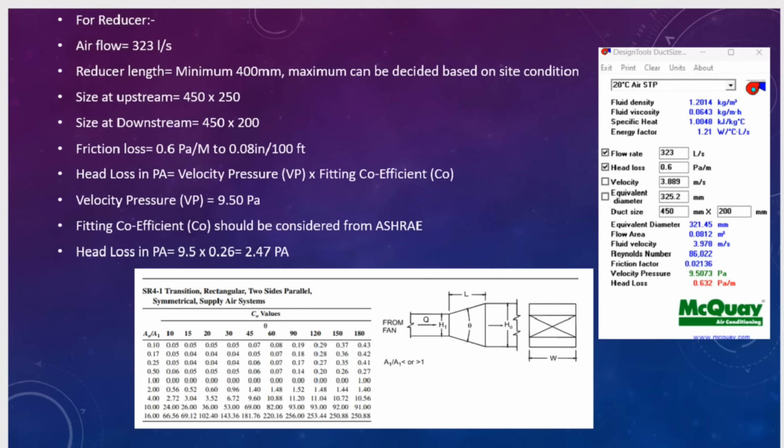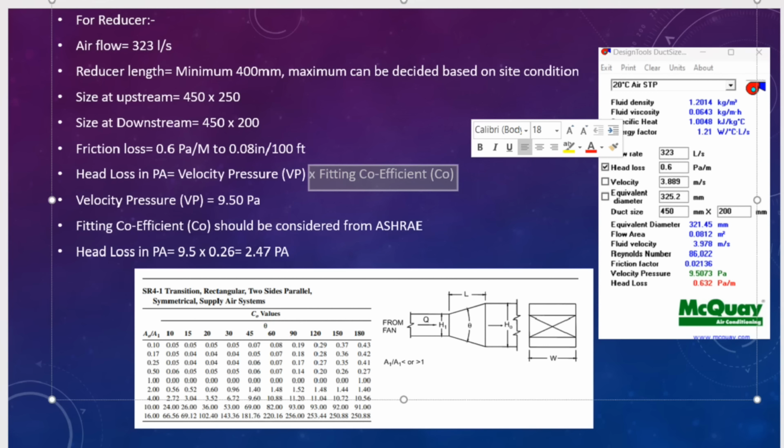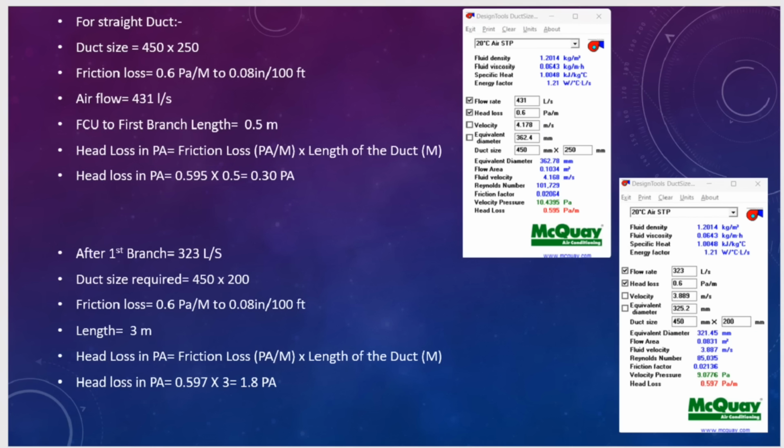And the second is only for the fittings. Whatever the fittings, elbow, reducer, whatever, we have one common formula: head loss in Pascal is equal to velocity pressure into fittings coefficient. The fittings coefficient we can normally get from the ASHRAE duct fitting database, otherwise you can get it from SMACNA also. If you apply this formula you can get the answer easily.